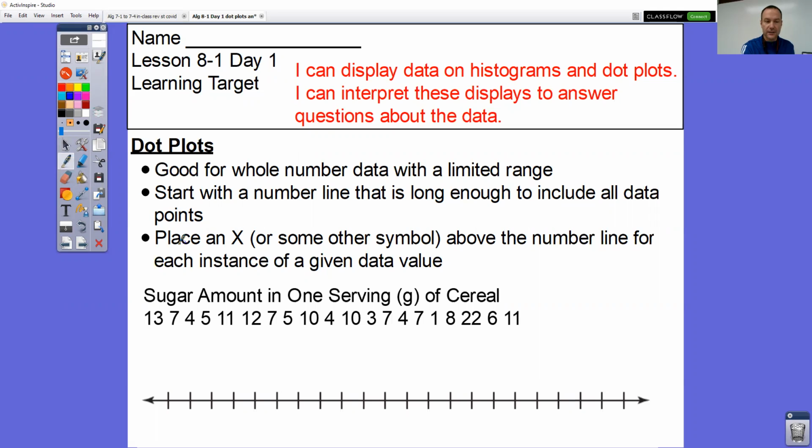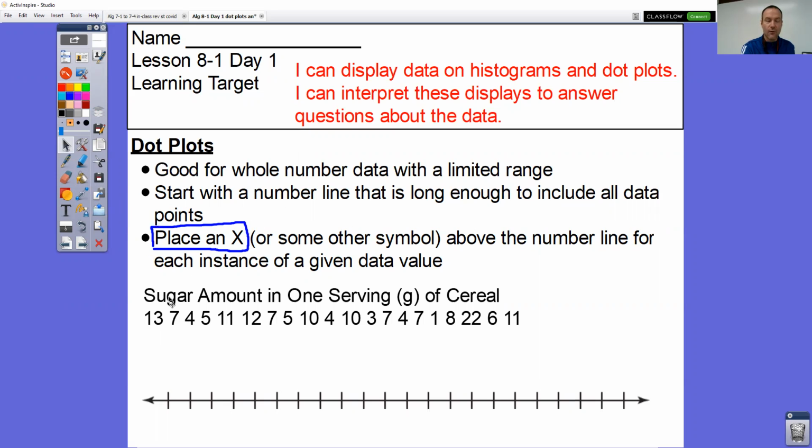What you're going to do is you are going to place an X or some other symbol. I would prefer if you did an X above the number line for each instance of a given data value. So these are really, really easy. Don't make them harder than what they are.